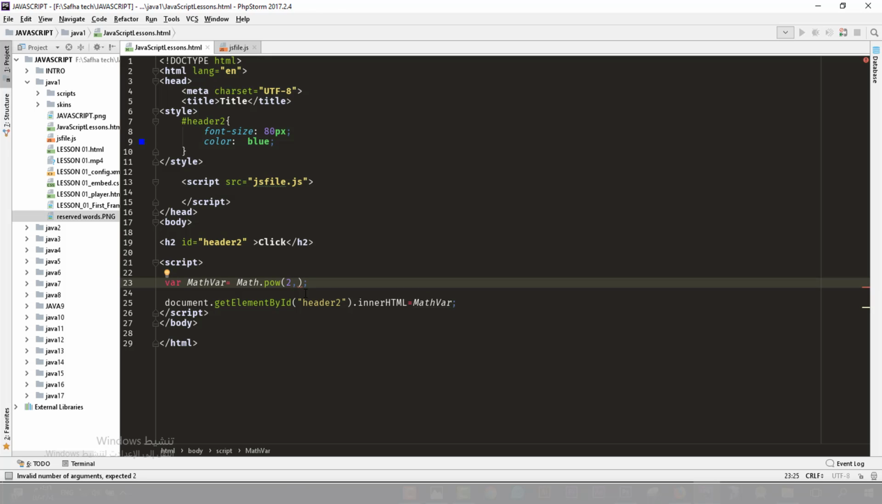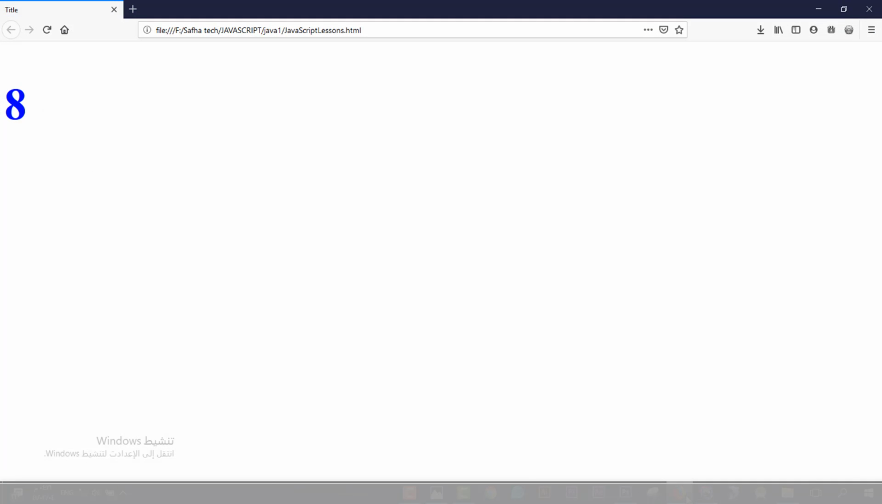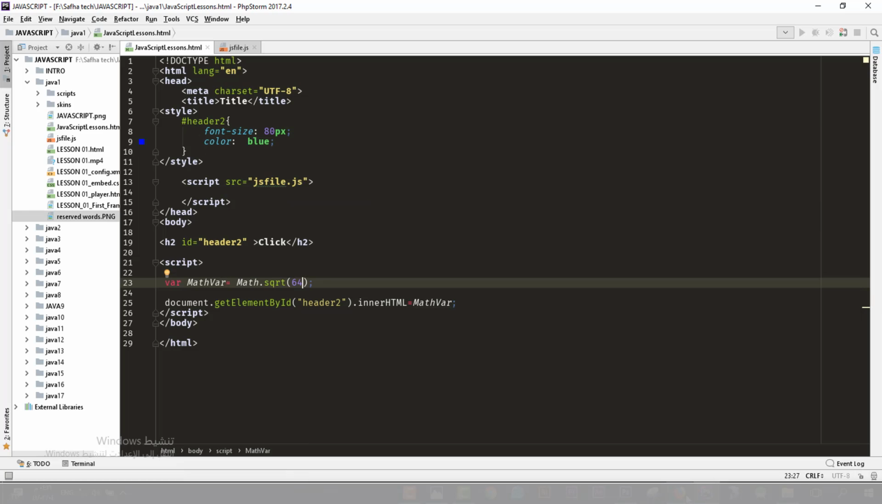Great. Also we have the square root, which is Math.sqrt, S-Q-R-T. Okay, let's delete these things. Here sqrt means the square root of x, so the second root. For example, we have 64. What is the square root of 64? It's 8. How could we know that? Because 8 multiplied by 8 is 64.